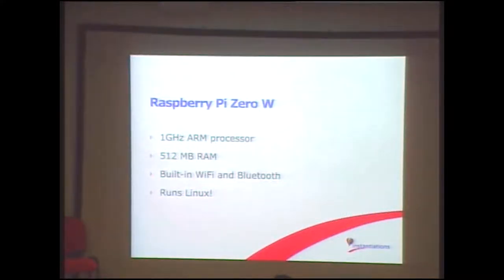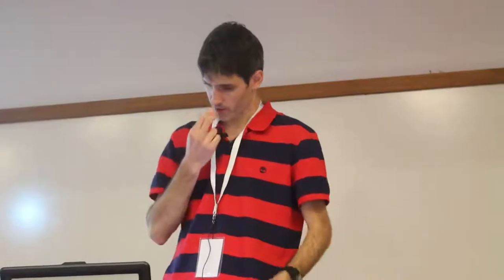This little machine runs a 1 GHz ARM processor with 500 megabytes of RAM. It has built-in Wi-Fi and built-in Bluetooth. The good thing is that it runs Linux. There are plenty of Linux distributions that you could eventually run on the Pi. The most common is called Raspbian, which is a flavor of Debian for the Raspberry. And then there's Raspbian Lite, which is a very minimal Raspbian without X, so not even a user interface.